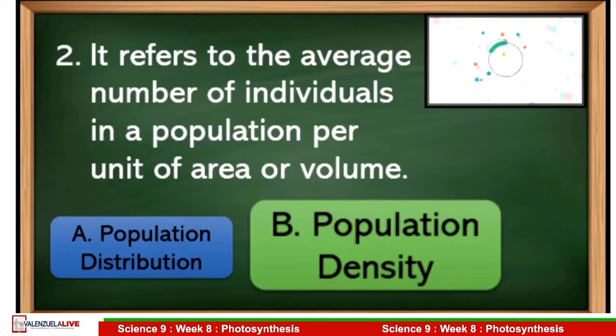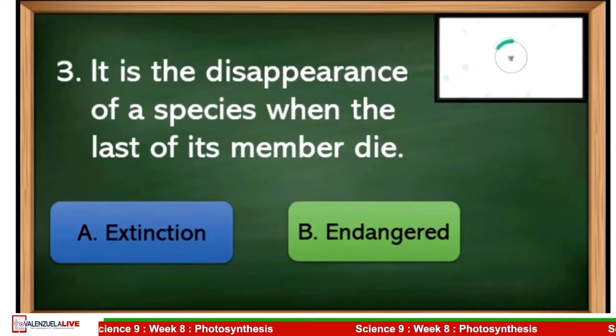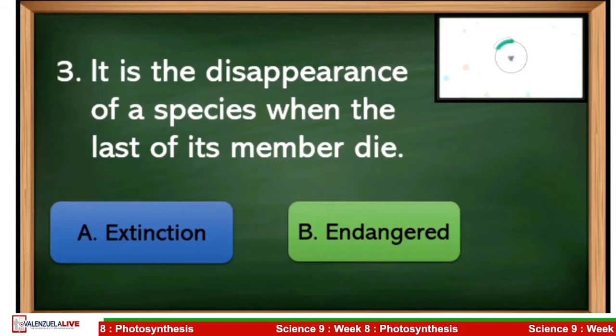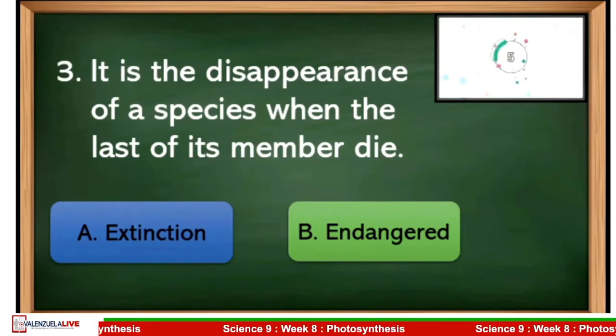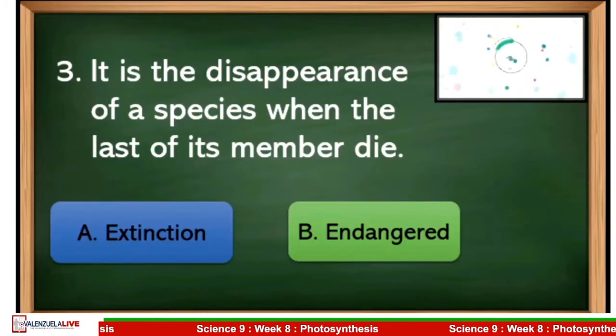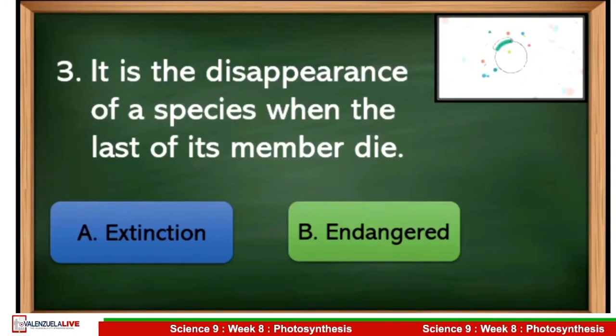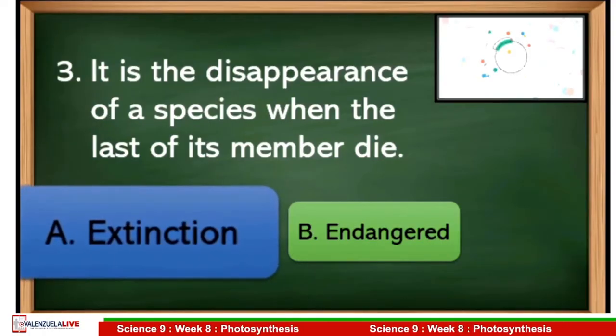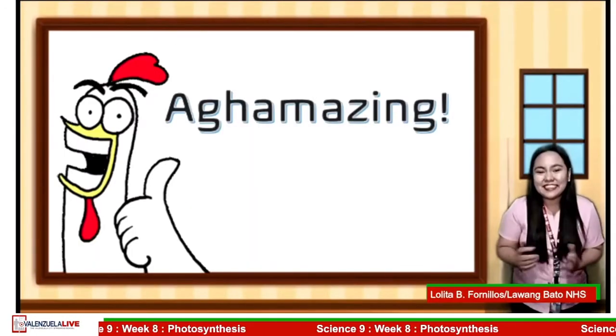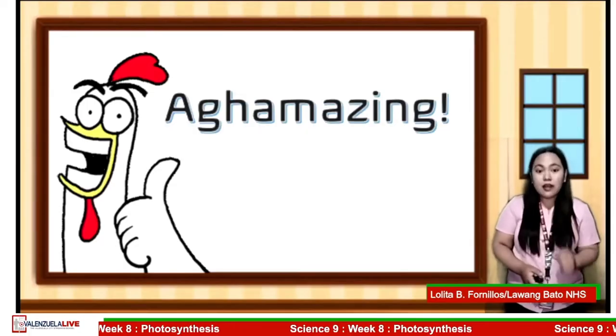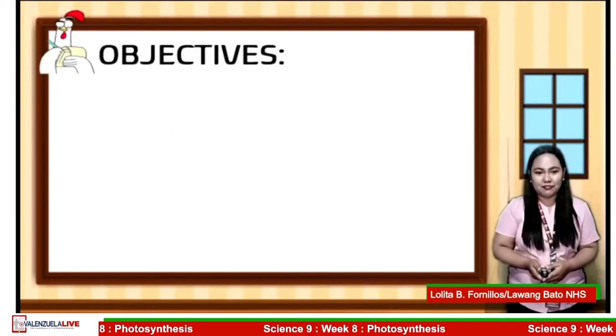This is the last question. It is the disappearance of a species when the last of its members die. Is it A, extinction, or B, endangered? Type your answers now. Time's up. The answer is A, extinction. Did you get all the correct answers? Amazing, grade 9 students! Now, let's proceed to our learning objectives.